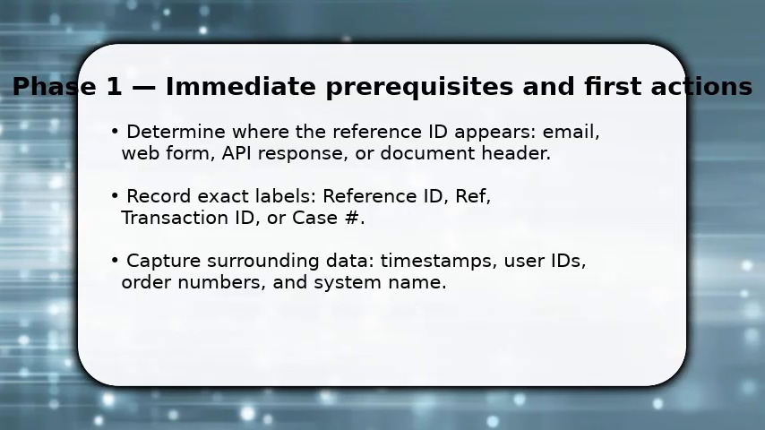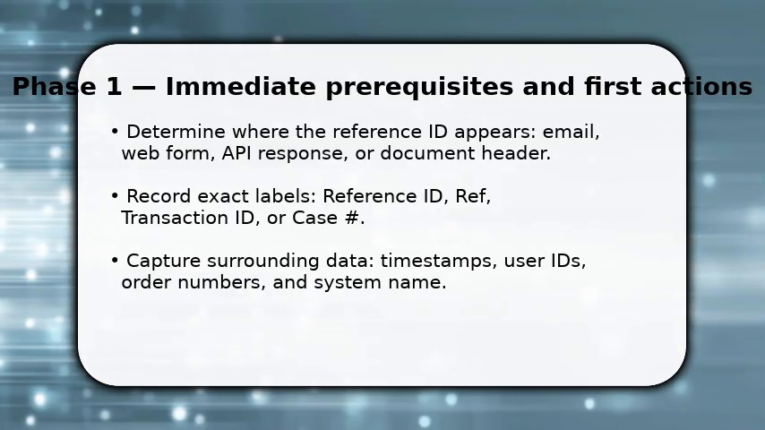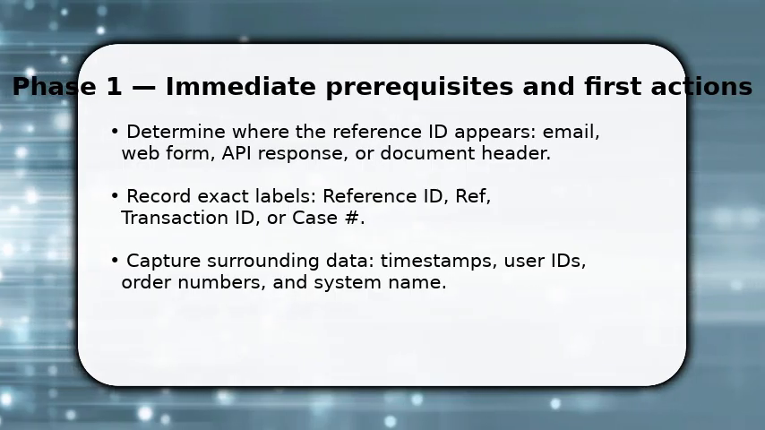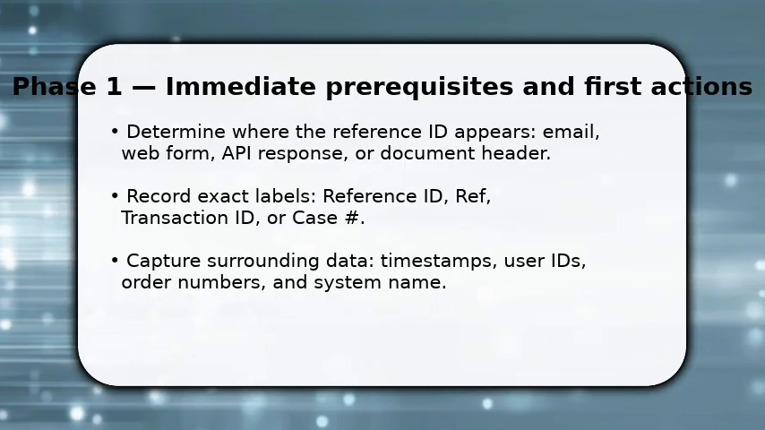You begin by locating the ID context so you don't chase the wrong value. Start inside the message, header, or API payload and scan labels like reference ID, ref, or transaction ID. These are the most common tags.